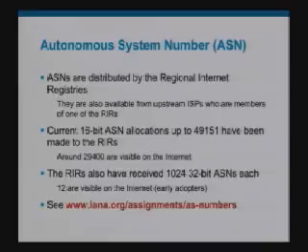Of these, around 29,500 are visible on the internet. Again, it depends where you look, but in my view, about 29,500, which means there are around 14,500 or so that you cannot see. That doesn't necessarily mean they're not being used, but it means that you cannot see them in the table today. The registries have also received 1,024 of the 32-bit ASNs each.